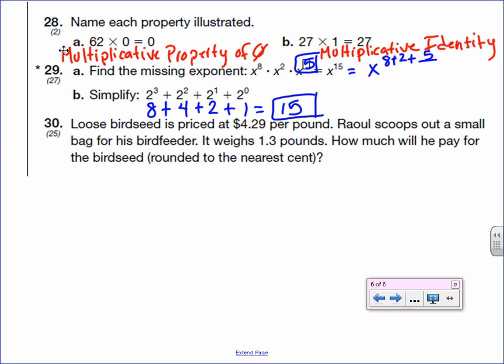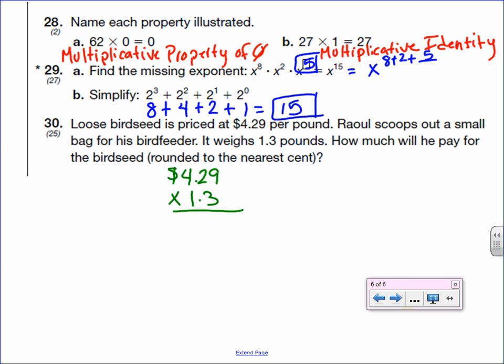Loose birdseed is priced at $4.29 per pound. Raul scoops out a small bag for his bird feeder. It weighs 1.3 pounds. How much will he pay for the birdseed, rounded to the nearest cent? So he's got $4.29 and he's buying 1.3 pounds.